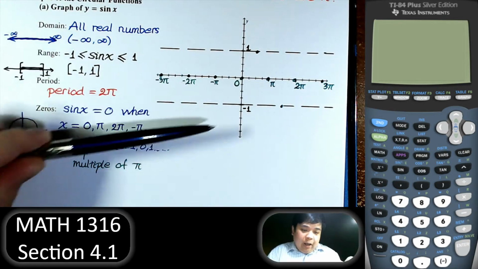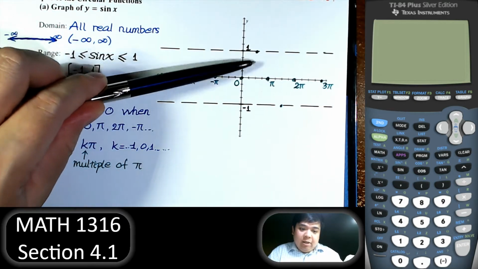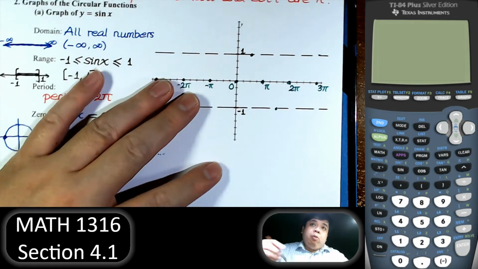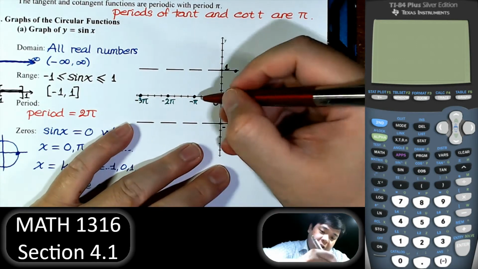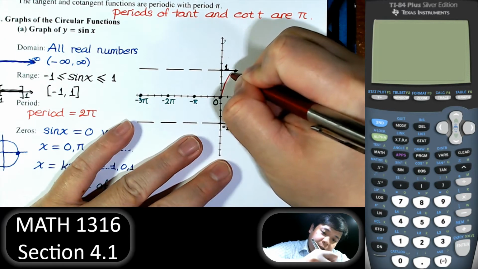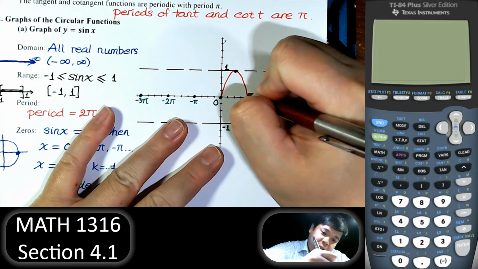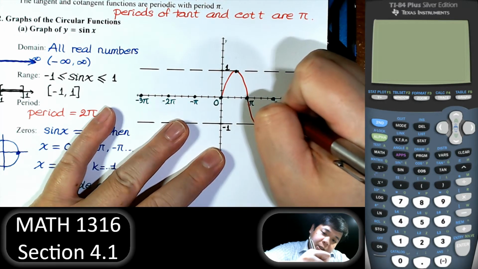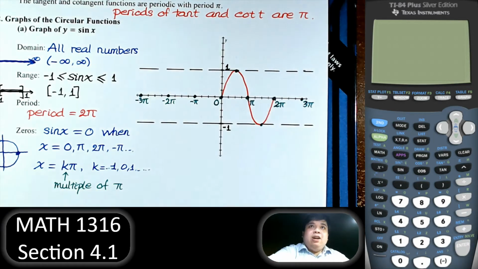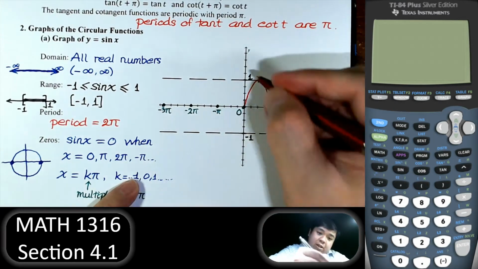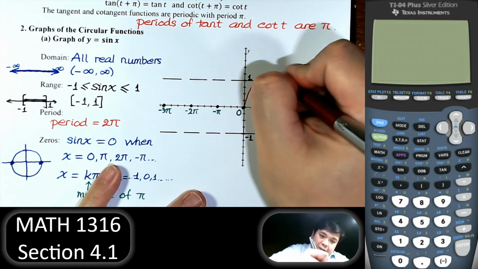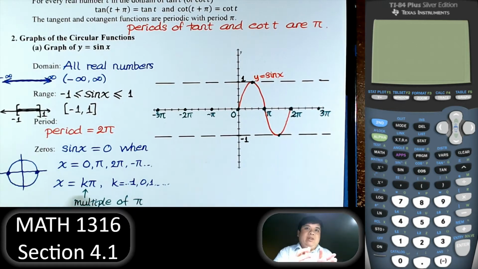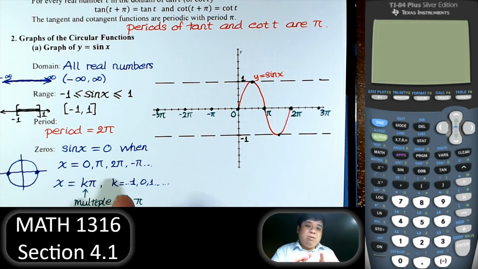So between 0 and pi, the maximum is in the middle. The minimum is in the middle, pi to 2 pi. So put them together, we have the graph of the sine function. If we have to draw this by hand, that is the graph of sine x in one period. Like that. Now, one period is like that, meaning if we have to draw the whole graph, just copy and paste.